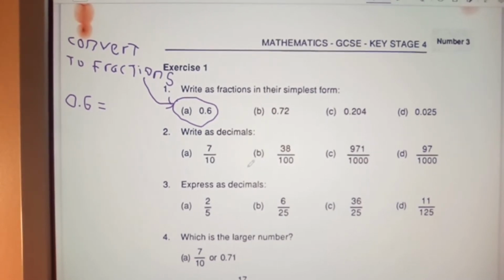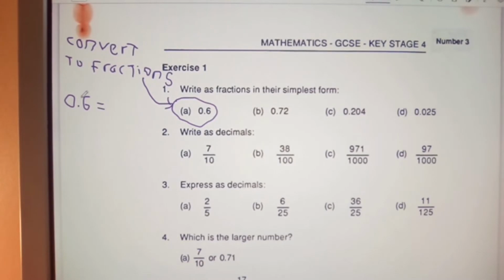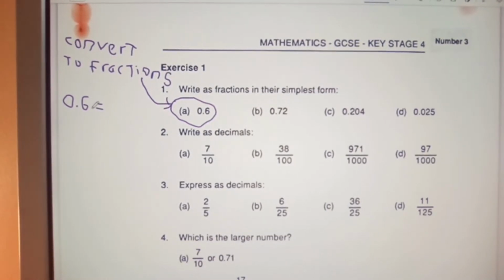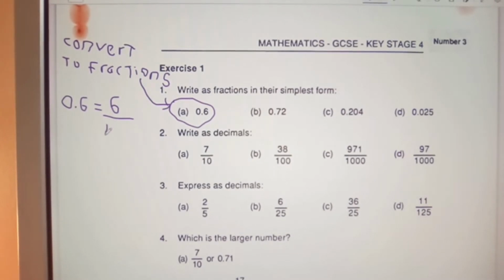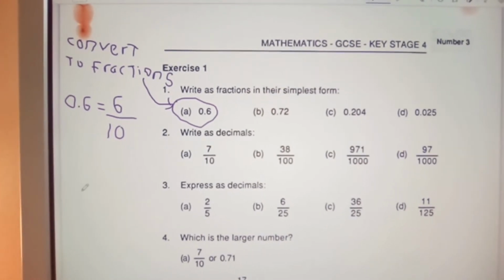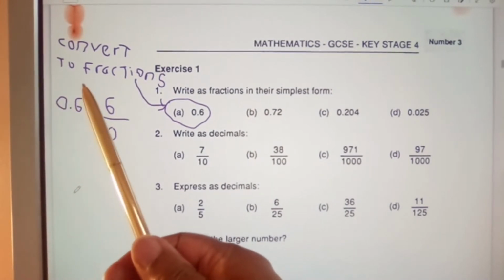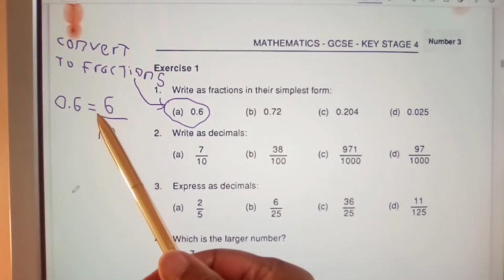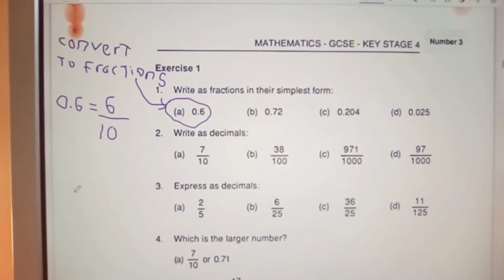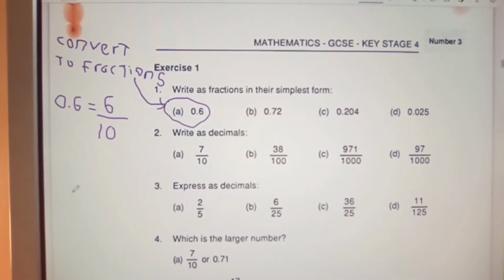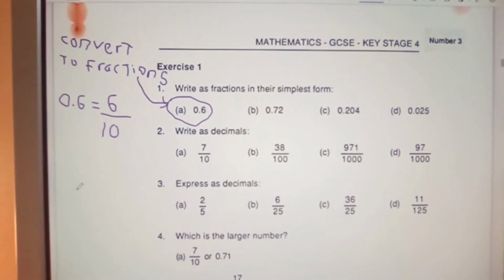So we then have, because it's 0.6, moving the decimal point one place to the right, that becomes 6 over 10. So what I've done now is take the decimal point and move it one place to the right. That gives me a whole number, 6. Therefore, 6/10. Now, if you look back at session 1 and session 2 in regards to mathematics GCSE Key Stage 4, you'll see why we use 10.